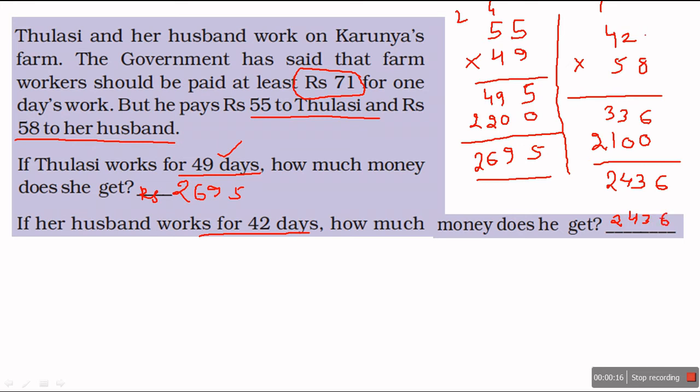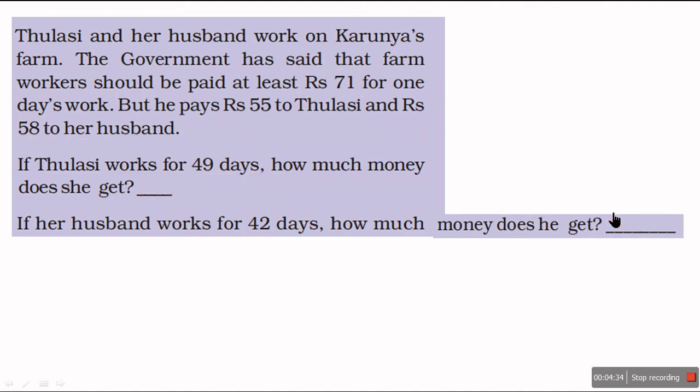2436. Okay. So if we want to calculate together how much they are getting, Tulsi plus her husband, I can simply add these two. Okay. So you add and write in the comment box what amount of money they are getting together. Okay. So let us move to next.